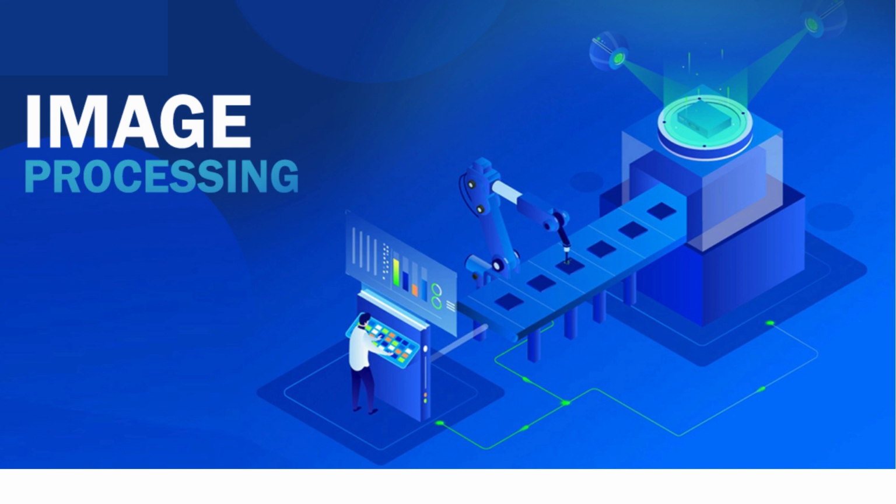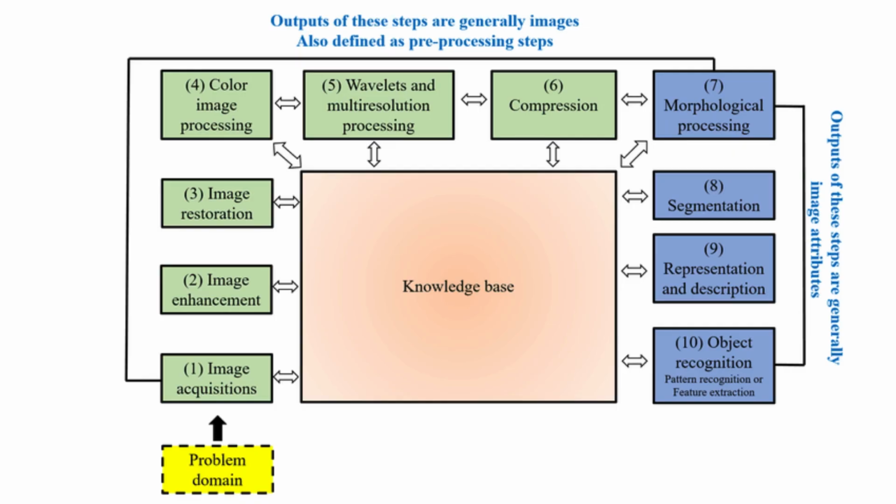Number 2, resolution. Resolution refers to the level of detail in a digital image and is typically expressed in terms of the number of pixels along the width and height of the image. High resolution images contain more pixels, thus can represent the finer details.